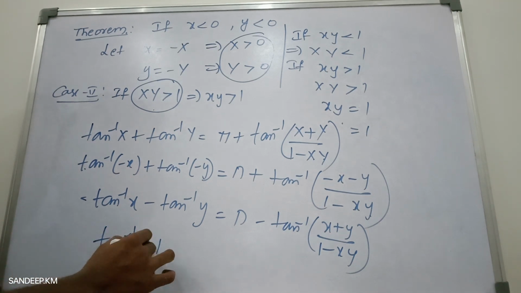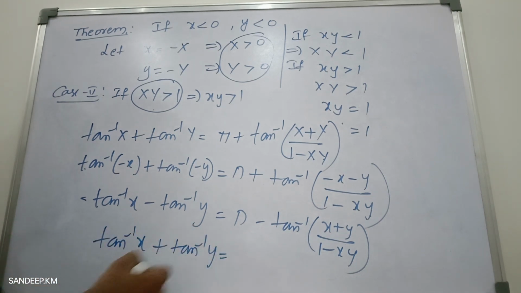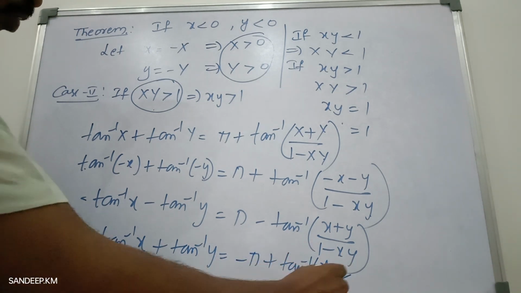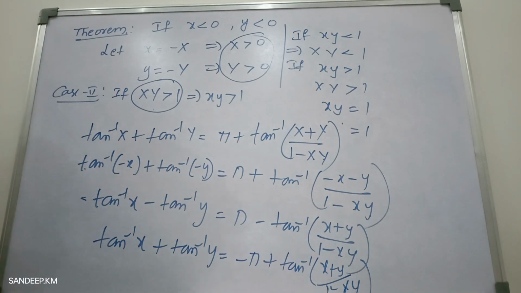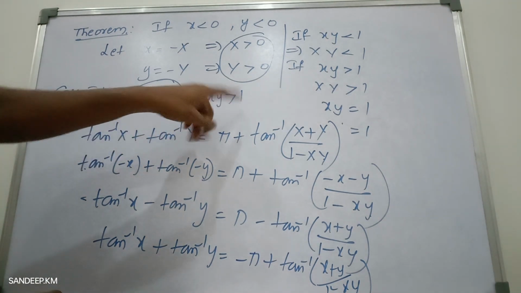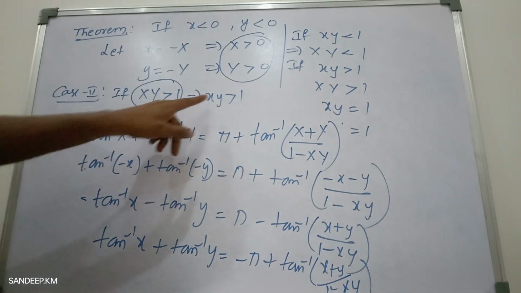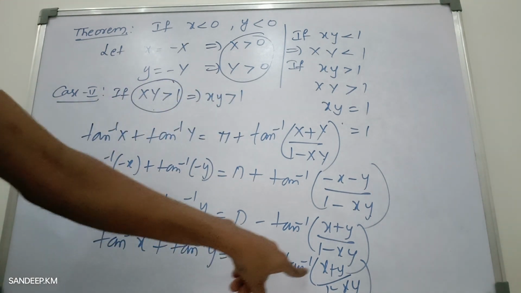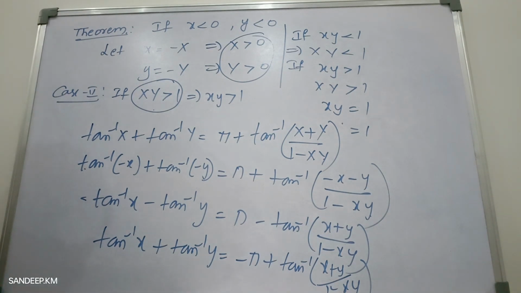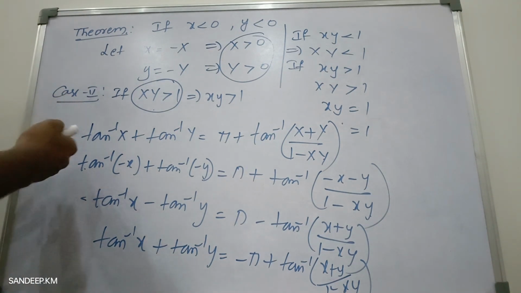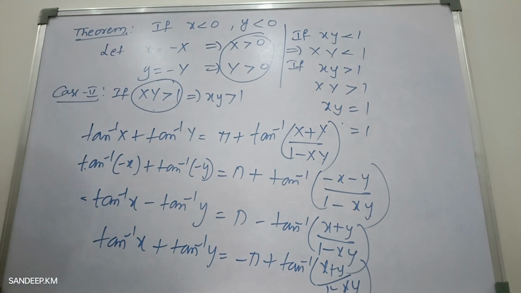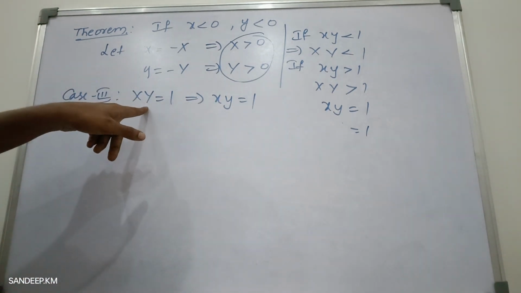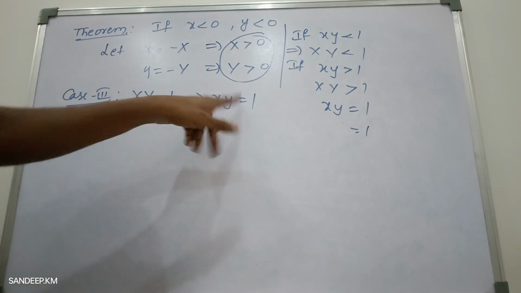Tan inverse x plus tan inverse y is equal to minus pi plus tan inverse of x plus y by 1 minus xy. So this is true if xy is greater than 1. Similarly in case 3, if xy is equal to 1, capital X into capital Y is equal to 1 means small x into small y is also equal to 1.